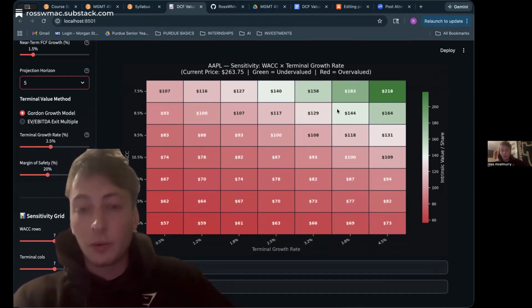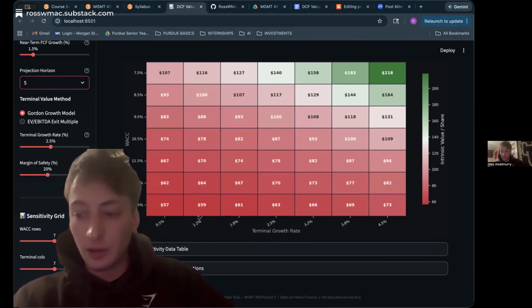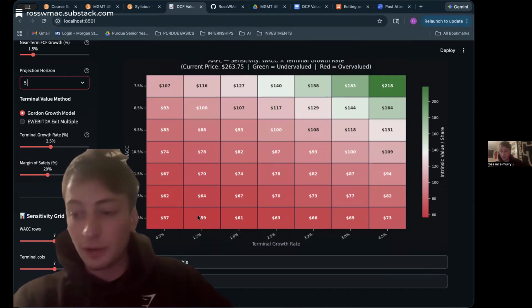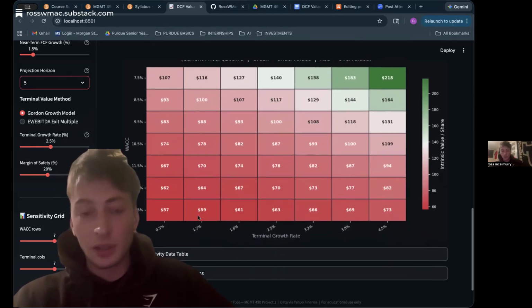And for a more basic understanding, if you're not trying to get into the math of each thing, these green squares are going to represent values where the intrinsic value is above the market price, meaning it's undervalued. Whereas these red squares are going to represent when the intrinsic value is below the market price, so it'll be overvalued. The WACC and terminal value are the two assumptions that swing results the most, so small changes compound into large valuation differences. Near-term growth matters, but it's the terminal value that dominates.